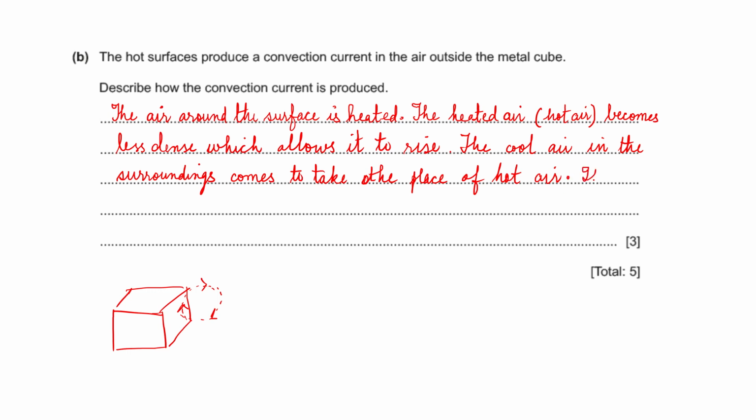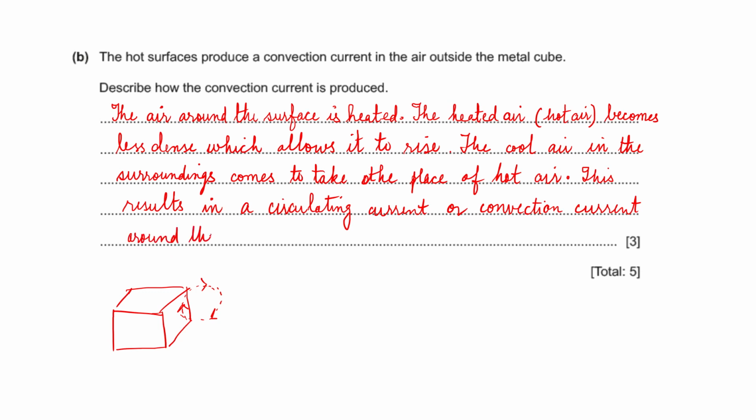This results in a circulating current, or convection current, around the surface of the metal cube.